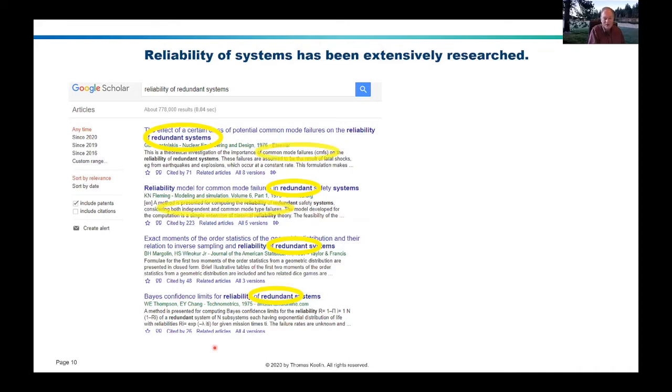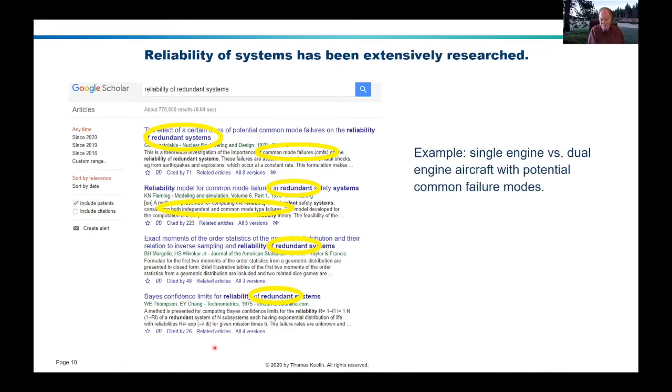People have thought about it, and I'm not in any way proposing to displace all this literature. What I'm really just trying to do is illustrate another way in which metalogs can be used to simplify a problem that otherwise might not have a simple and easily interpretable mode. And a great example is single engine versus dual engine aircraft with potential common failure modes, right?